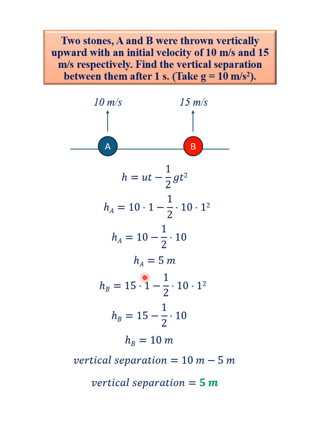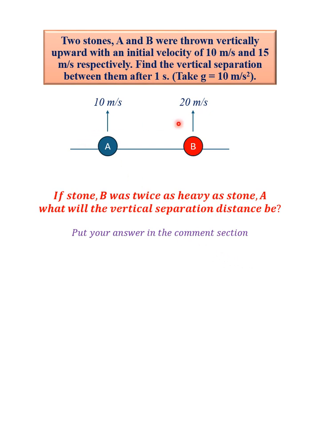Very simple and straightforward. If you understood this, then let's move to the next page for a simple one for you to do. This is the scenario we considered. Now a question is thrown at you. If stone B, which is this stone, was twice as heavy as stone A, if this was heavier than this, twice as heavy as stone A, what will the vertical separation distance be?